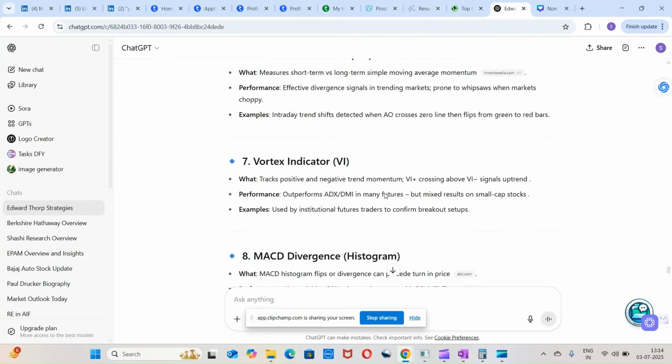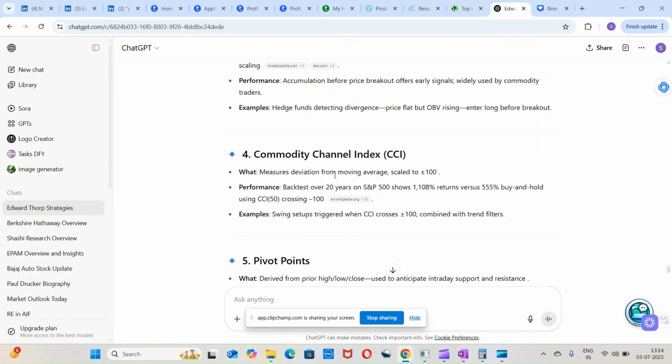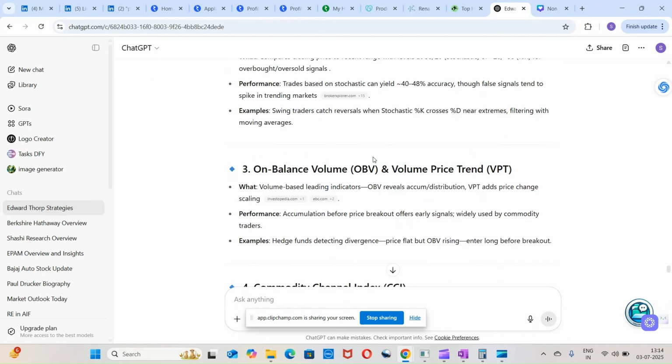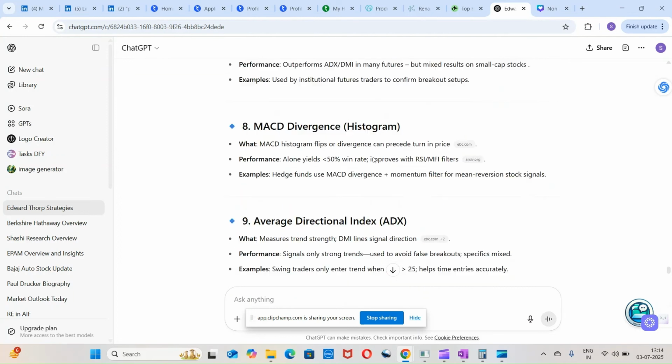Vortex indicator, commodity channel index, pivot points are used by scalpers a lot, and hedge funds use on balance volume and volume price trend. Swing traders use stochastic, and these are all leading indicators, which is the best thing.